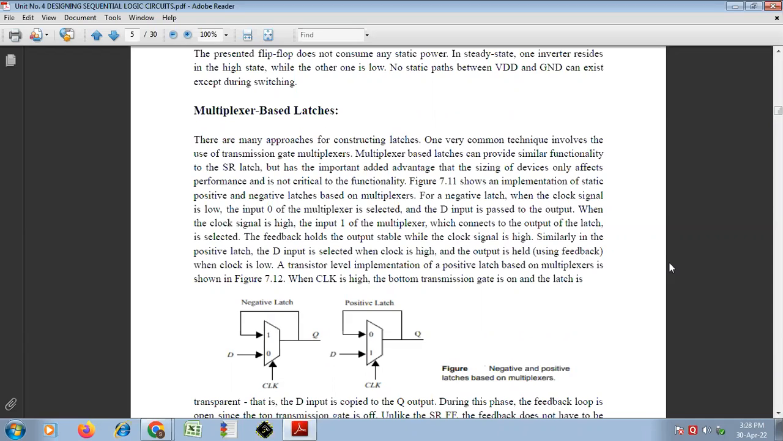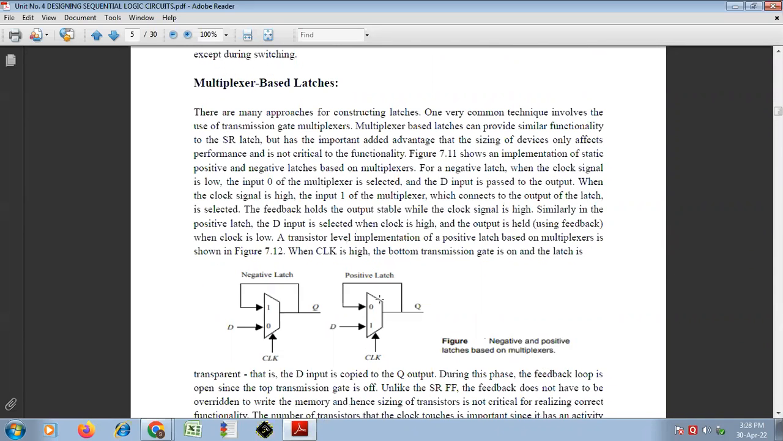So this multiplexer based design has a certain advantage: sizing affects only the performance but not the critical functionality. The implementation of static positive and negative latch based on multiplexer is shown in this figure. It's a negative latch, it's a positive latch.